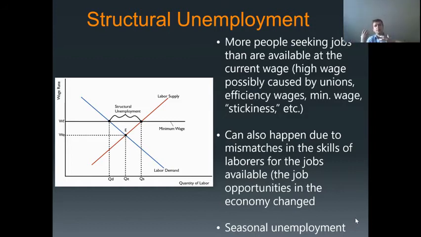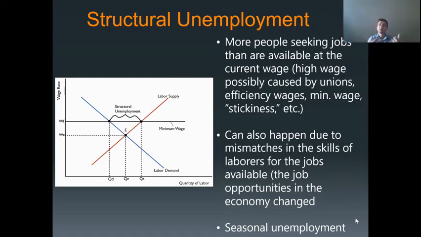Or it could be an issue where the going wage is too high. If the going wage is too high, then you have essentially a surplus in the market. So you have a greater quantity supplied than quantity demanded, and that difference is going to be your structural unemployment.